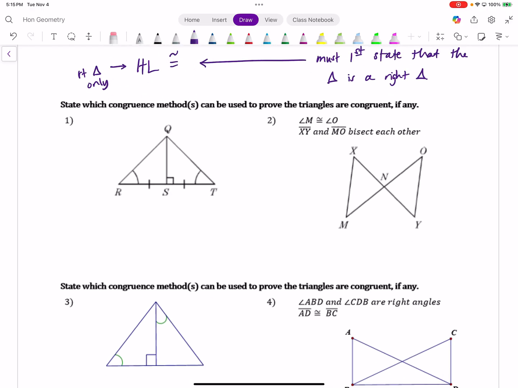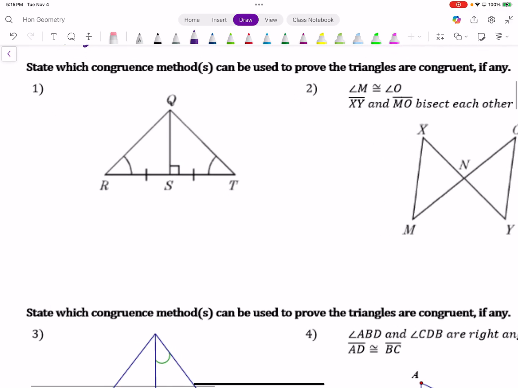All right, so state which congruence methods can be used to prove these triangles are congruent, if there are any. Okay, so let's take our diagram. We definitely have that side in common as well. All right, look at this angle, side, side. Oh, so that can't do it, but we have a right angle right there. So, okay, right angle, side 1, the marked angle. So I'd probably say angle, side, angle, because I think that's the one that appears first.